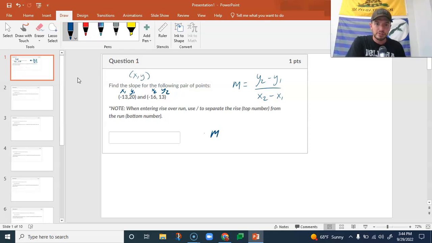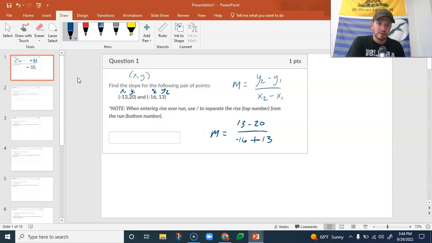So the slope here is going to equal, or it's going to be m equals, so y2 is 13 minus y1, which is 20, over x2, which is negative 16, minus negative 13. Okay. So I just want to make sure I got that right. Negative 16 minus negative 13. Yes. Make sure you guys know that minus a negative becomes plus a positive.